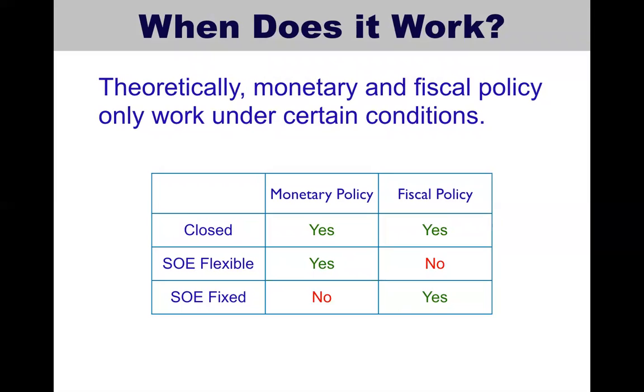And with fiscal policy, we see that when we have a flexible exchange rate, it does not work because we get crowding out of net exports and crowding out of investment. So this summarizes our 6 scenarios. So these are detailed scenarios of how this model represents monetary and fiscal policy in these 3 different situations.